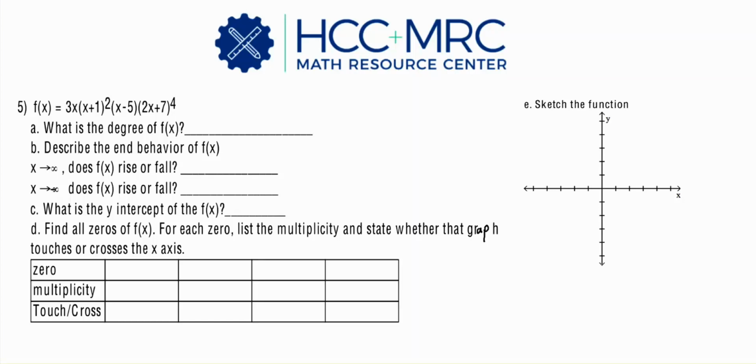Describe the end behavior of f of x. What is the y-intercept of f of x? Find all the zeros of f of x, and for each zero, list the multiplicity and state whether the graph crosses or touches the x-axis. And finally, sketch the function.